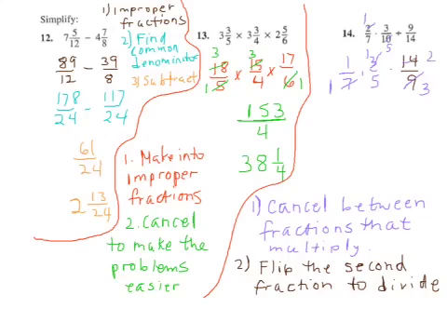So then I have 2 times 1 times 1, which is 2. I couldn't remember which numbers I was using. And then I have the 5 times 3 left, which is 15. And 2/15 is my answer. So remember to cancel between fractions that multiply and flip the second fraction when you're dividing.